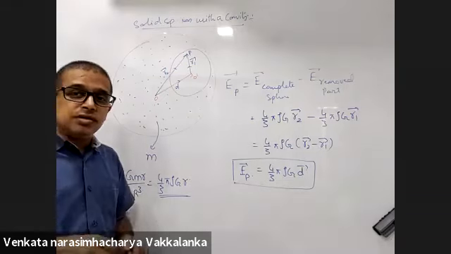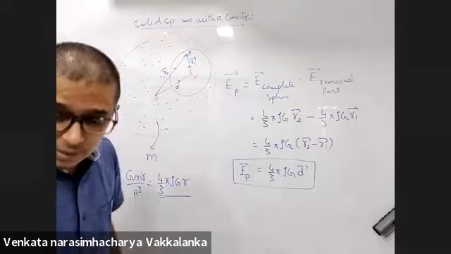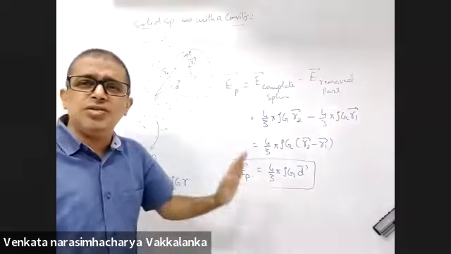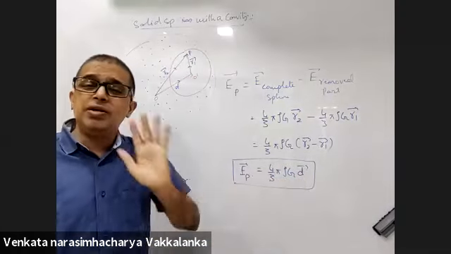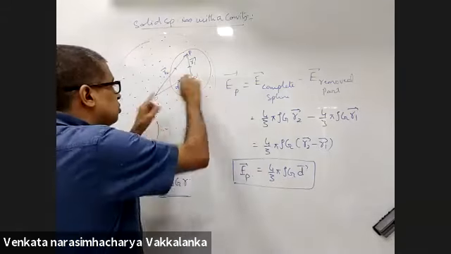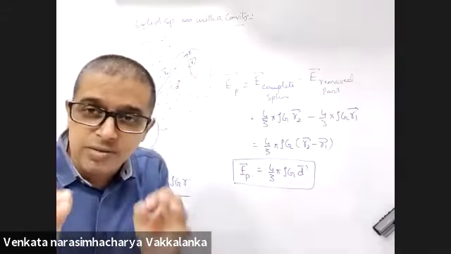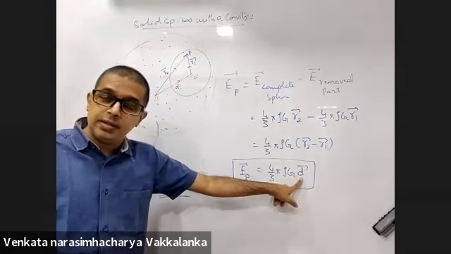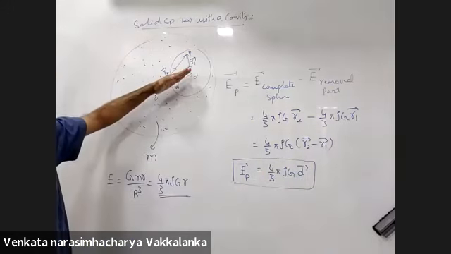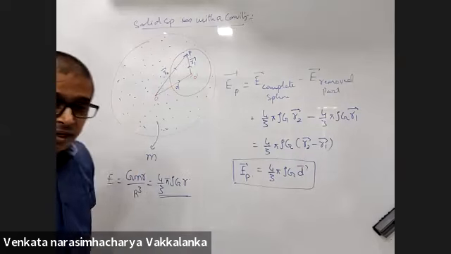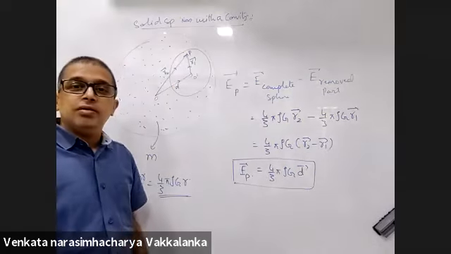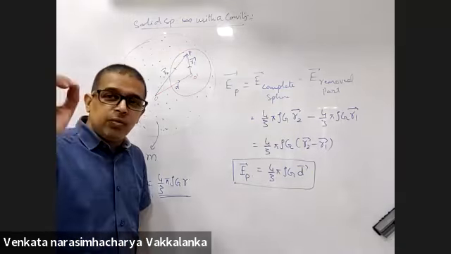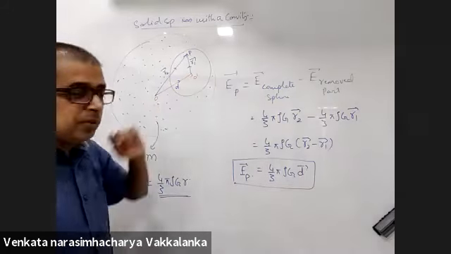The result is incidentally unexpected. What do you mean? Field inside the cavity anywhere is the same. It is independent of R1 and R2. It depends only on the distance between the centers. Field inside a cavity anywhere inside will be constant, both magnitude and direction. It depends only on the distance between the two centers.